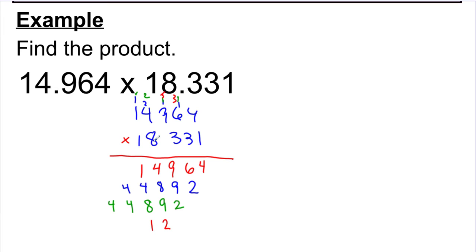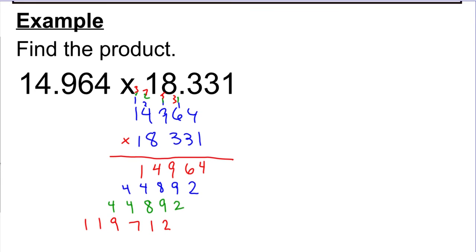Carry a 5. 8 times 9 is 72. 72 and 5 is 77. Okay. 8 times 4 is 32, plus 7 is 39. Okay. 8 times 1 is 8, plus 3 is 11. Okay. All right, we're getting there.